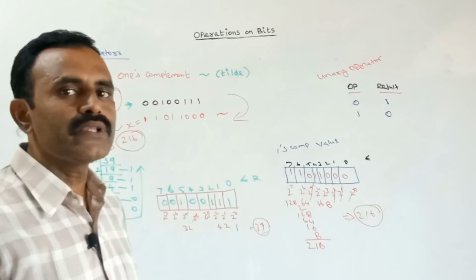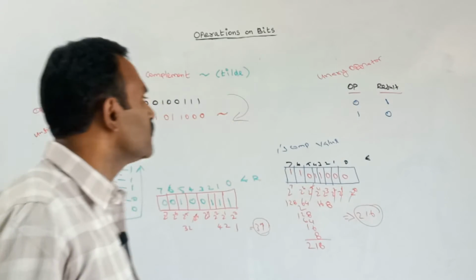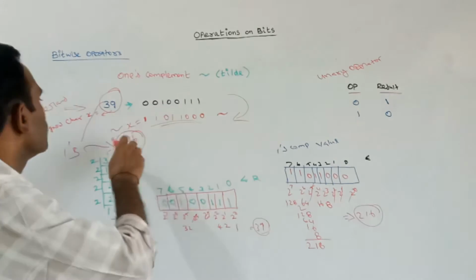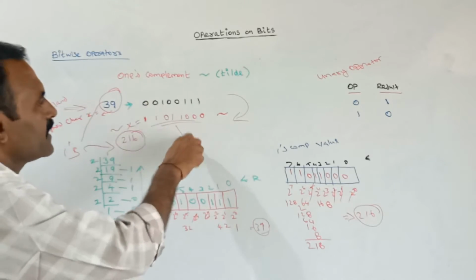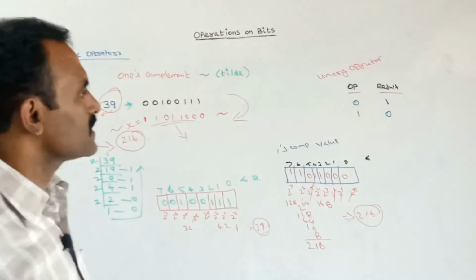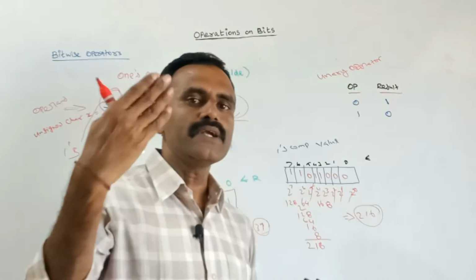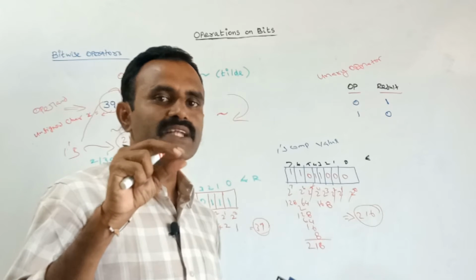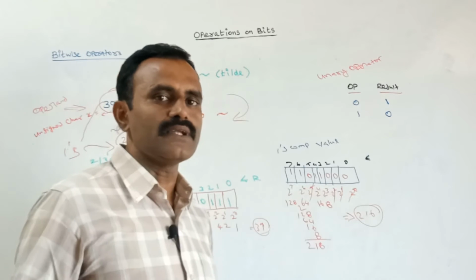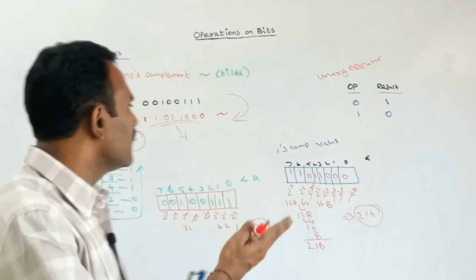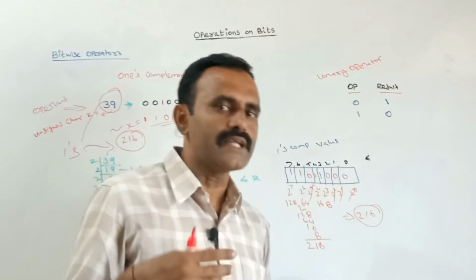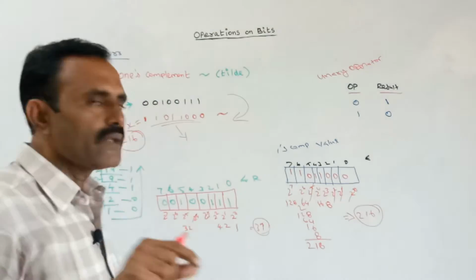We know the format specifier. Suppose I want to display the result of this ones complement value in hexadecimal, then I can use percentage x and print the hexadecimal value. Percentage x is the format specifier for hexadecimal. If I want to print it in decimal, I can use percentage d. Now let us see a simple example.